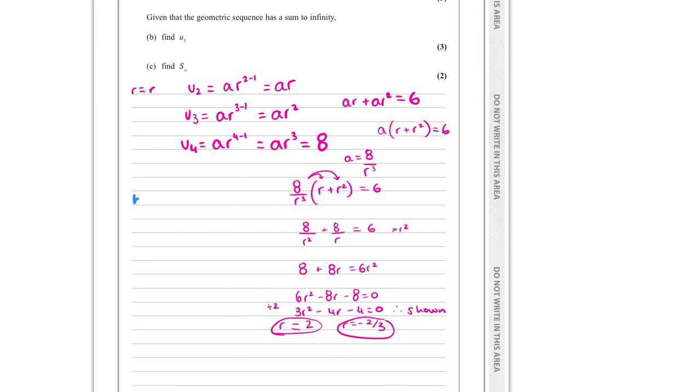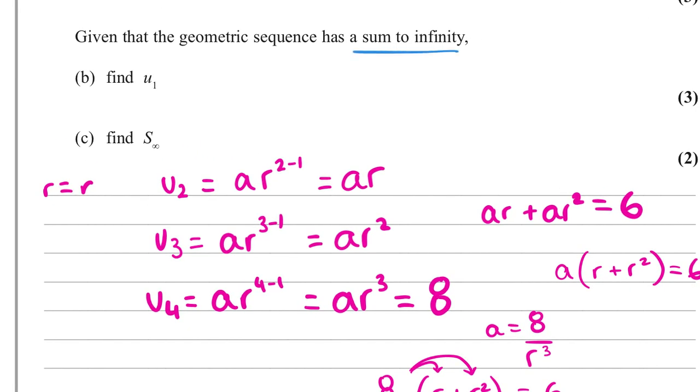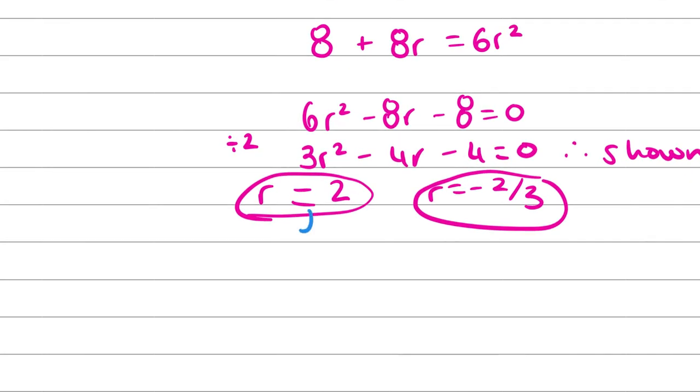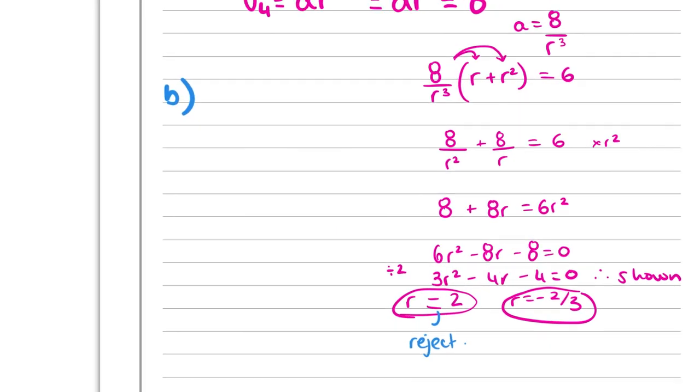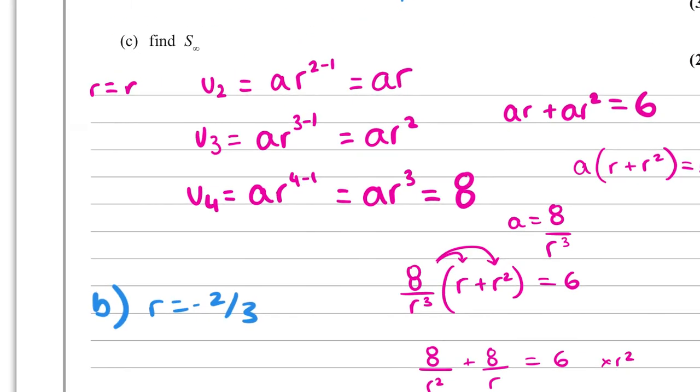Right, part B. It says, given that the geometric sequence has a sum to infinity. Now, if a geometric sequence has a sum to infinity, that means my r is between 1 and negative 1. So, given that, does r equal 2? No, so we reject that. So actually r equals minus 2 over 3. Sometimes in the questions it will say it's positive or negative. If it says it has a sum to infinity, you know it's between 1 and minus 1.